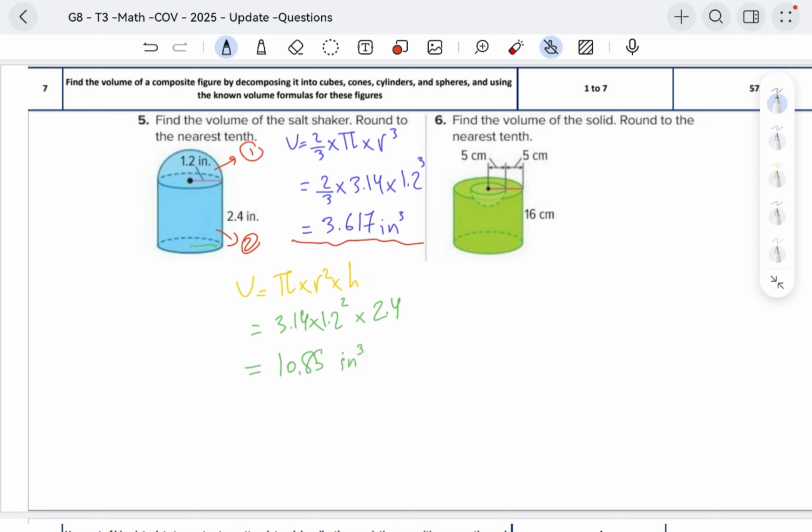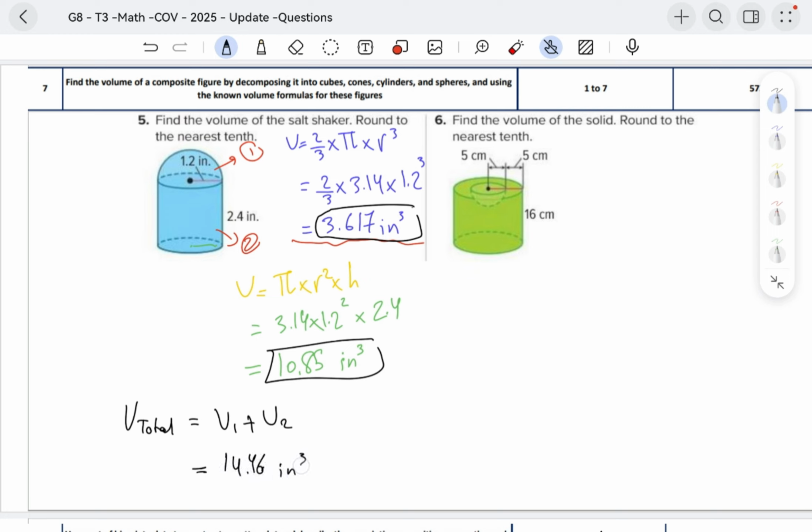The last step is to find the total volume. V total is the sum of the volume of the hemisphere and the volume of the cylinder, V1 plus V2, and the sum is 14.46, and the unit is inch cubed. This is the total volume.